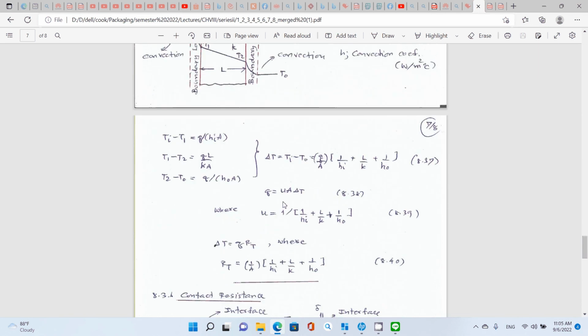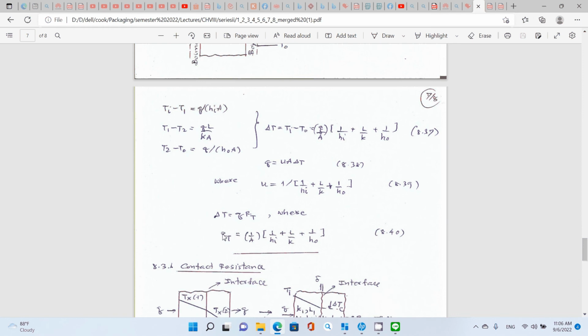And if you put U equal to 1 over this term, you can write Q equal to UA delta T. You can work this out by yourself. So in this case, we have U equal to 1 over 1 over hi plus L over K plus 1 over h0.